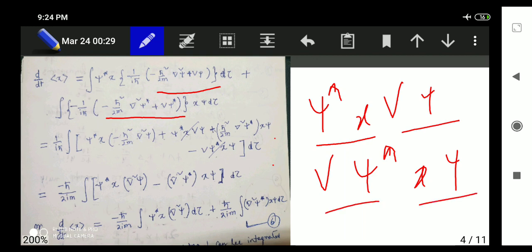So that means psi star x V psi and V psi star x psi, these are the same thing. But if in place of V there is a p operator, then you cannot make both the things equal, because the p operator has a differential operator inside. Okay, so this thing can be done, both are equal, opposite in sign, you cancel out.